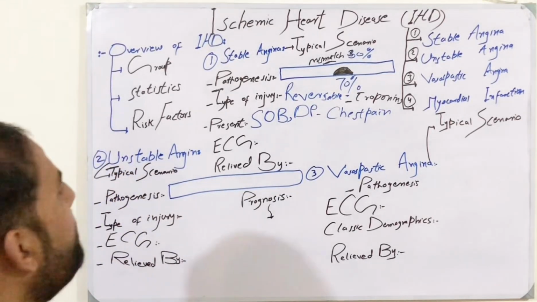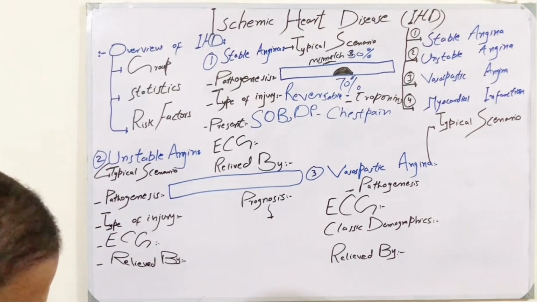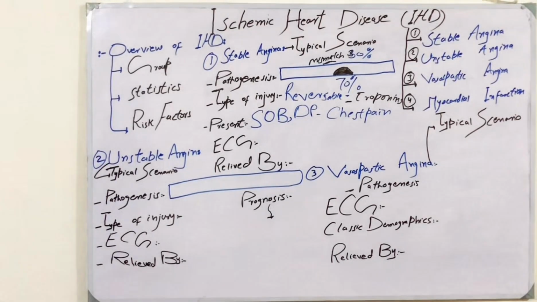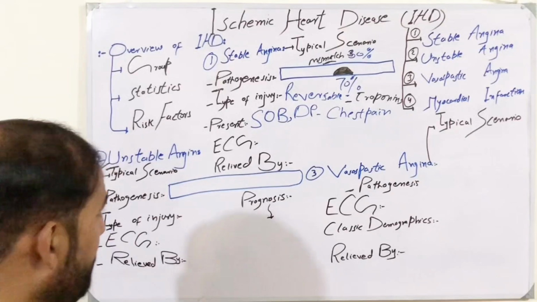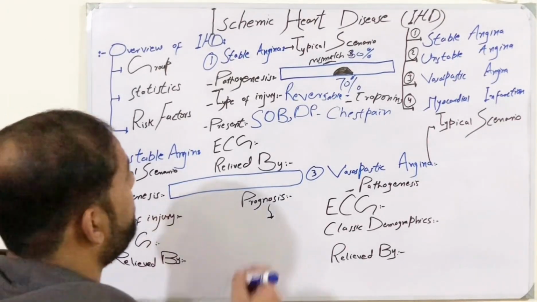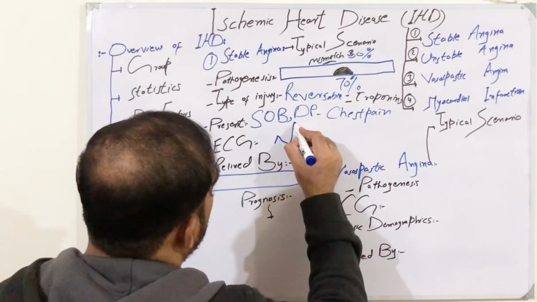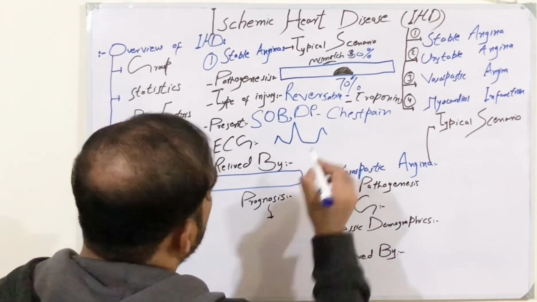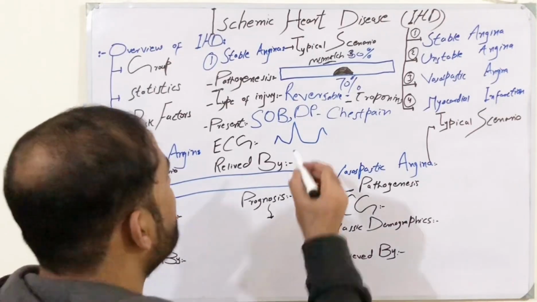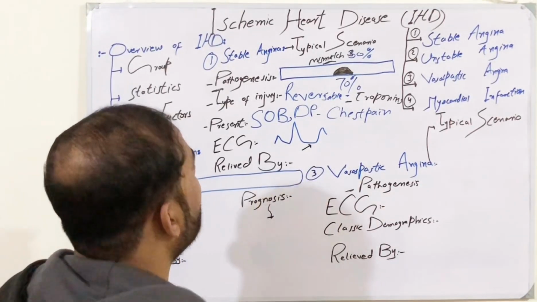Radiating chest pain will be seen. Now on ECG, the question is, what will happen? On ECG, you will have ST depression. Now why will you have ST depression?